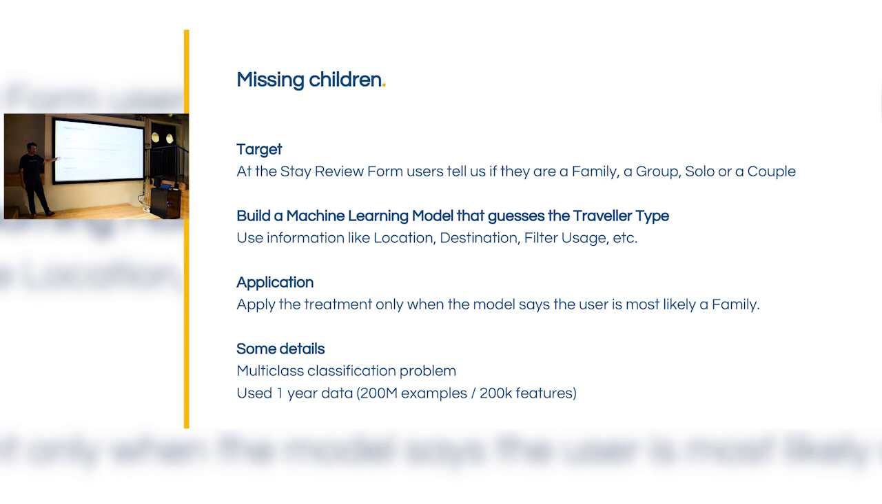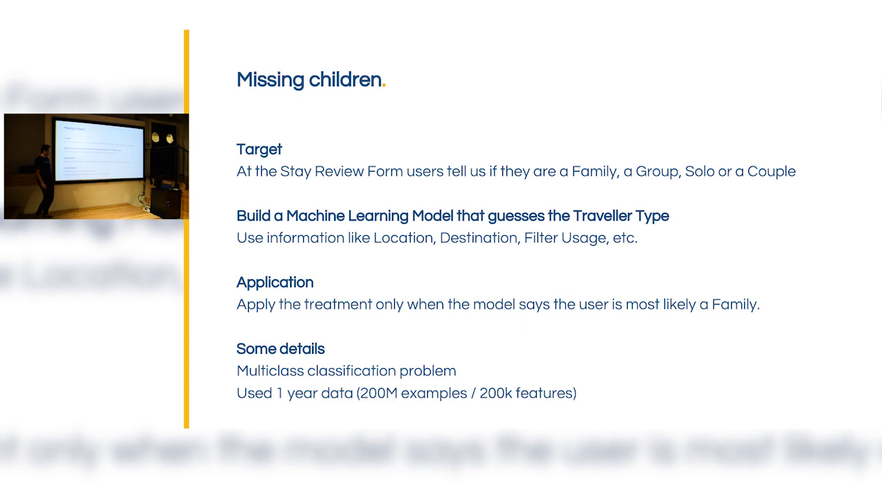Now what is the application of this? We then apply a specific treatment, which is to remind somebody that actually they're traveling with children, or aren't you forgetting something? But only when the model says that the user is likely to be a family traveling.